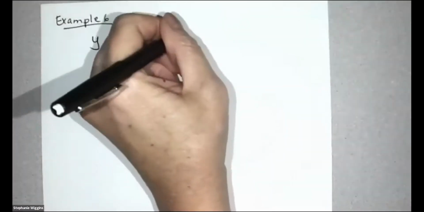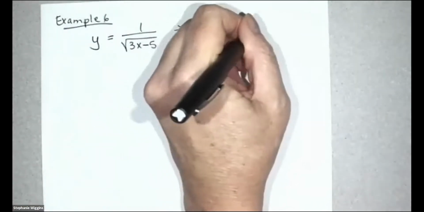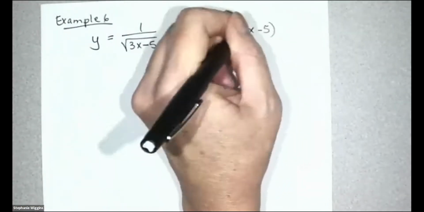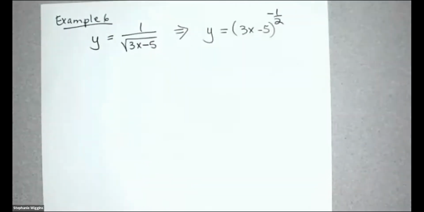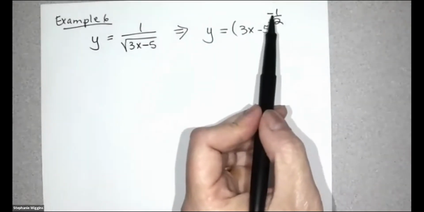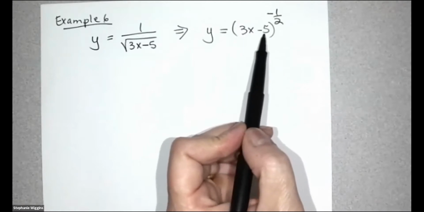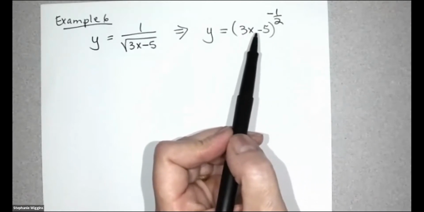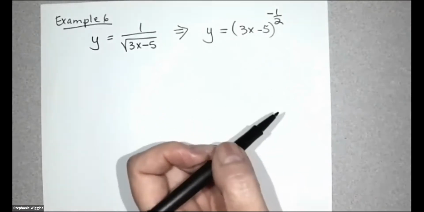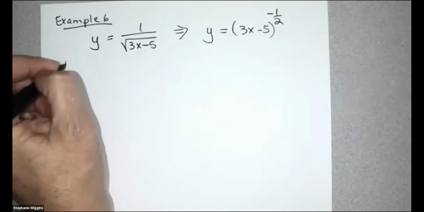So I'm going to look at this function as y equals 3x minus 5. This is my inside function, and the power is minus 1/2. That's how I'm going to view this. So I have a power function of raising it to the negative 1/2, and the input now is a function, 3x minus 5, a linear function. So this is a composition, and I'm going to apply the extended power rule.